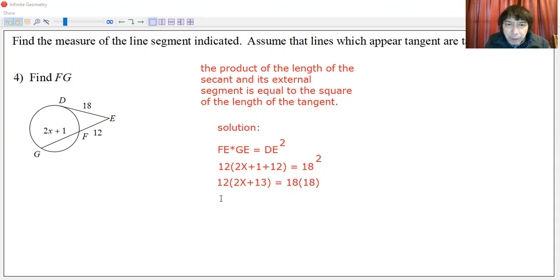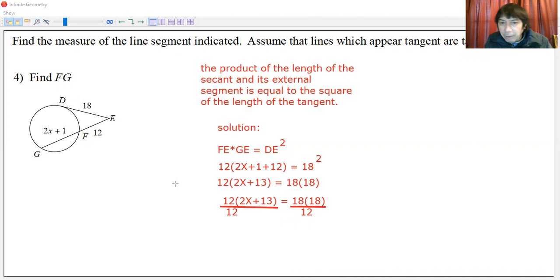So this will become 12 times 2x plus 13, and this is 18 times 18, divided by 12. So we will be dividing this by 12 and the right side also by 12, and then we put a divide symbol there. Just a line. This is divide and this is divide.